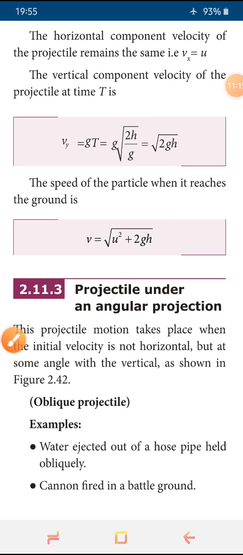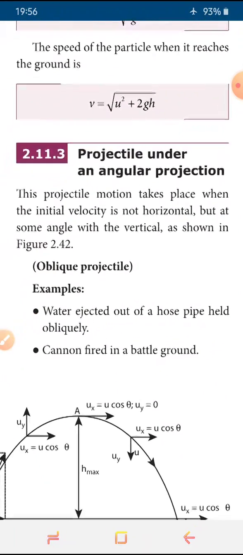Okay, so we got the answer for what? Speed. And the next topic we are entering into is the projectile under an angular projection. The projectile is moving under the angular projection. This is also called oblique projectile.